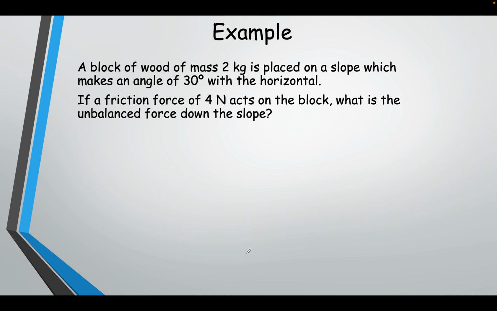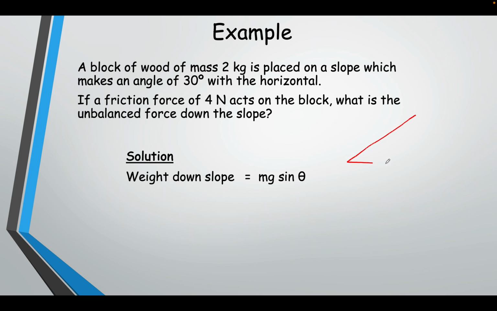There's an example. A block of wood with mass 2 kilograms is placed on a slope with a 30-degree angle. If there's a friction of 4 newtons acting on the block, what is the unbalanced force down the slope? I'll quickly draw it for you so you understand what's actually going on in this case. What we're doing is we're having a block on a slope like this, and this angle is only 30 degrees, and then here is my block, and this is my F slope, and then we have a friction force. We do not need to calculate it. We don't need to do the mg cos theta because I already have it. It is 4 newtons. This is my friction of 4 newtons. I need to find this, and then I can just subtract the two because they're in opposite directions.